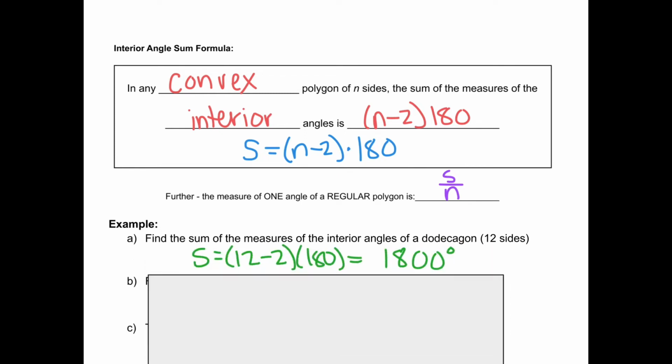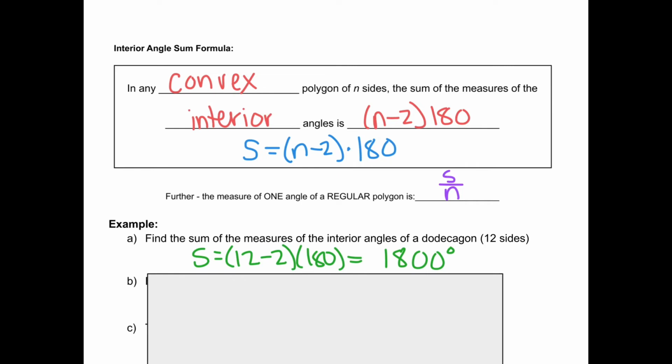And figuring out the answer to this would just be using the formula. So if we take the 12, which is the n, 12 minus 2, it's going to be 10. 10 times 180 is 1,800 degrees on the inside of any dodecagon.